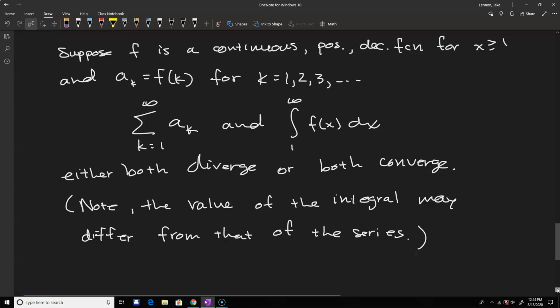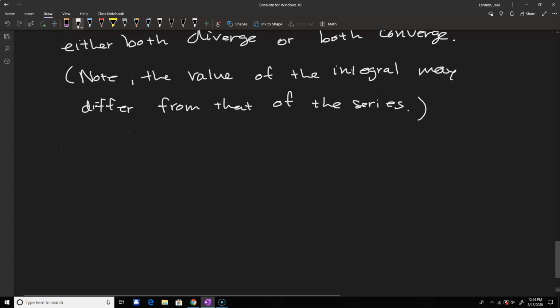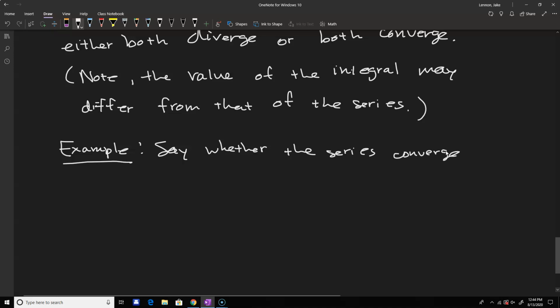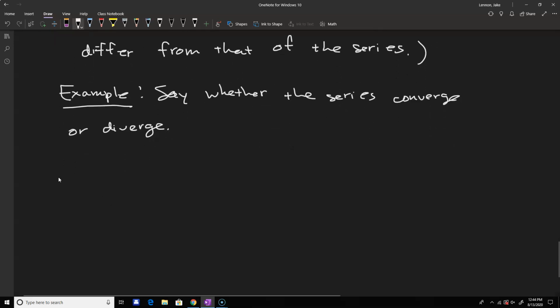So let's go ahead and use it for the ones that we talked about above. So let's example: say whether the series converge or diverge. So we're going to use the integral test to do that, although we already kind of know what's going to happen. So A, we have the series from k equals 1 to infinity of 1 over k.